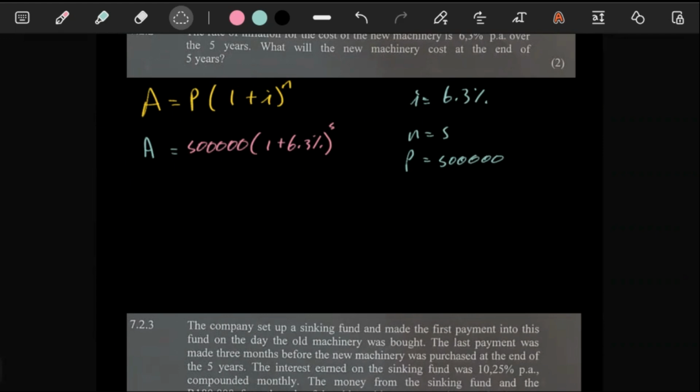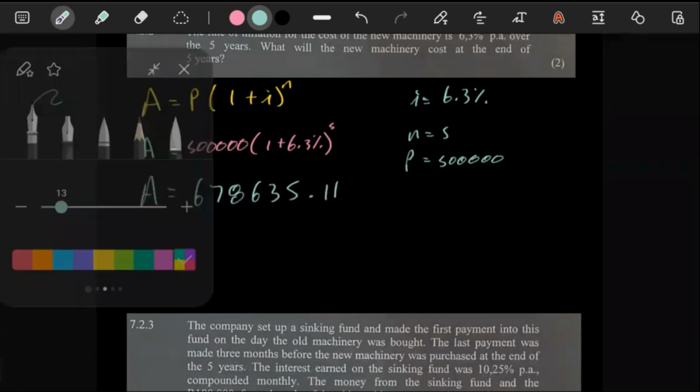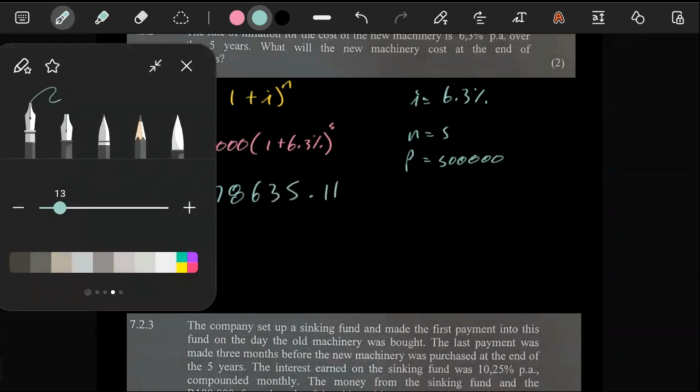Don't forget the percentage symbol in your calculator if you're going to do it like this. So the calculator here is giving us 678,635.11. That's the way. I like it.